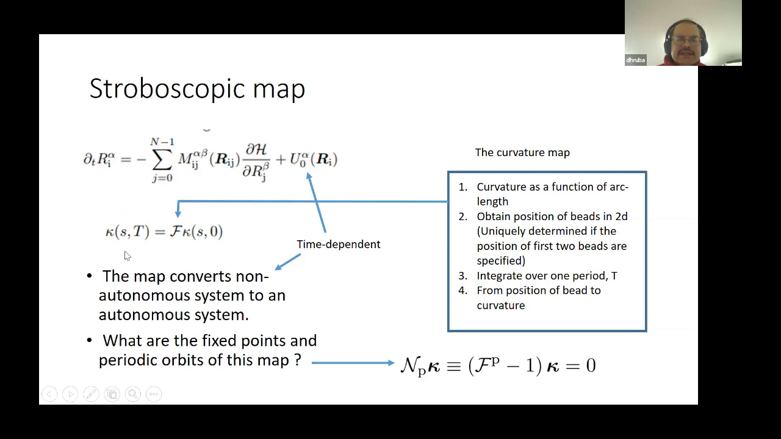So I can say the curvature as a function of arc length S at time capital T is a function of the curvature at arc length S at time 0. So this is the curvature map. It's a map that I can't explicitly write down, but I can calculate it by integrating the differential equations. And the idea now is, what are the fixed points and periodic orbits of this map? Those are going to describe in detail the chaos that I'm going to observe.